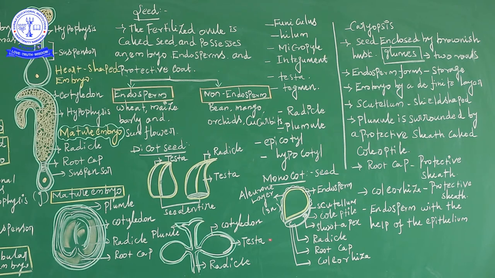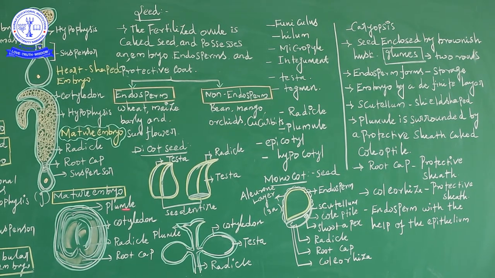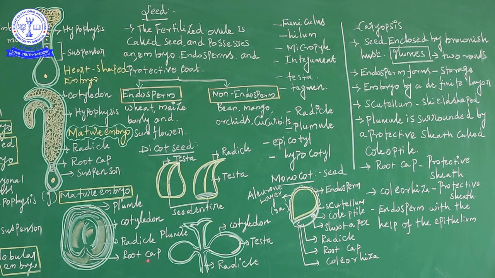The radicle in the dicot plant is the embryonic root. The other end of the axis is the embryonic shoot, called the plumule. The embryonic root and the embryonic shoot are the first two parts formed.